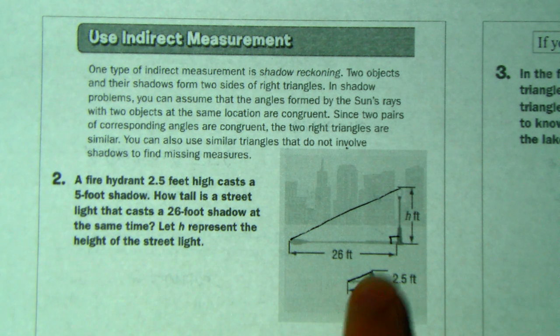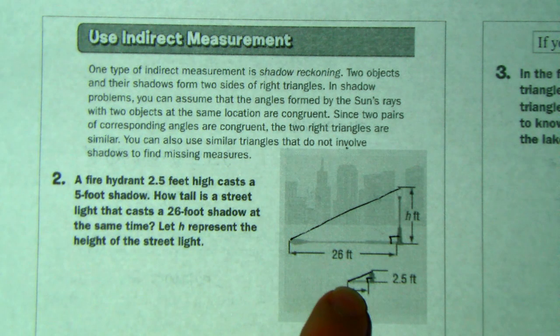Now, you can't go out and measure the shadow at noon and then go back out 4 hours later and measure the shadow of the other one. That doesn't work. You have to measure them at the same exact time, because the sun has to be hitting them at the same angle. Otherwise, it won't work. All right, so a fire hydrant is 2.5 feet high, and it casts a 5-foot shadow. How tall is a street light, which they label H, that's what we're trying to find, that casts a 26-foot shadow at the same time.